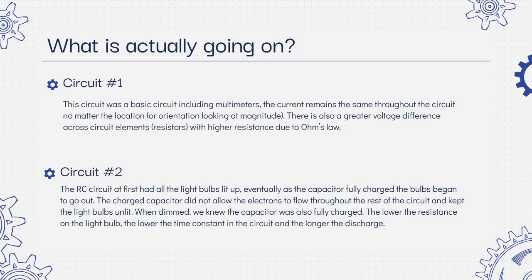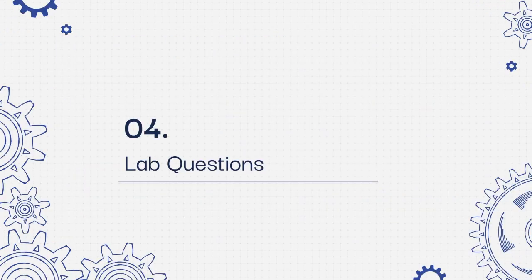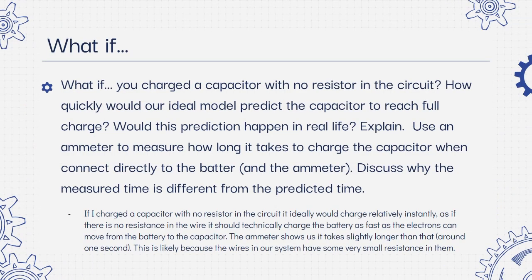The lower the resistance on the light bulb, the lower the time constant, and this is backed up by our data here. We prove this by plugging both of our charged capacitors into just one light bulb and seeing how long it took to discharge before the light bulbs went out, of course. All right, so what if we took a charged capacitor with no resistor in the circuit?